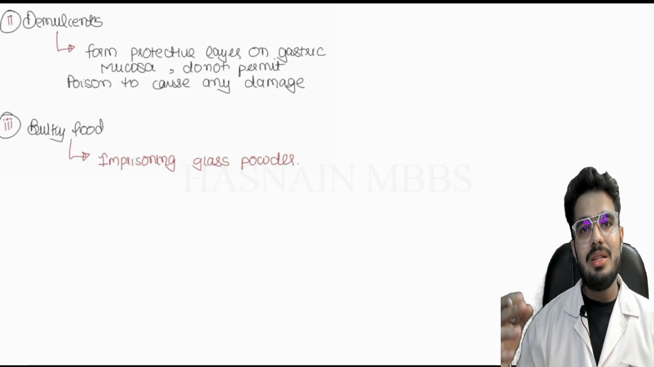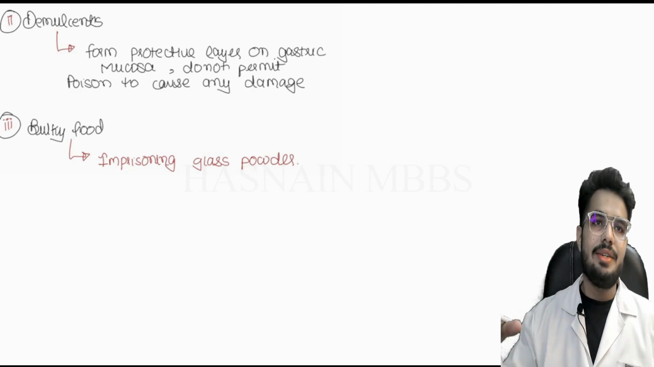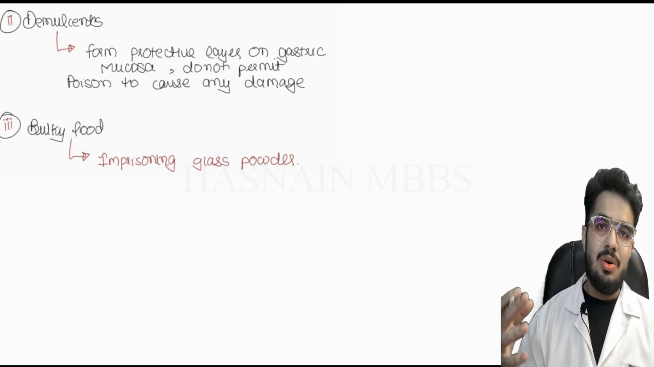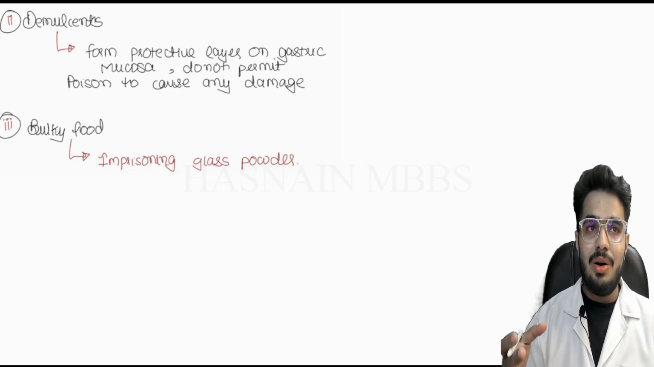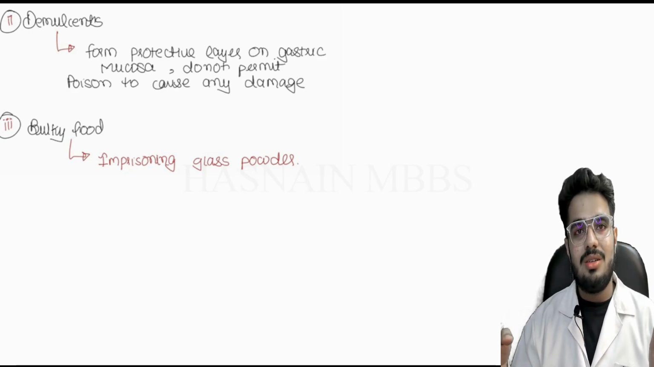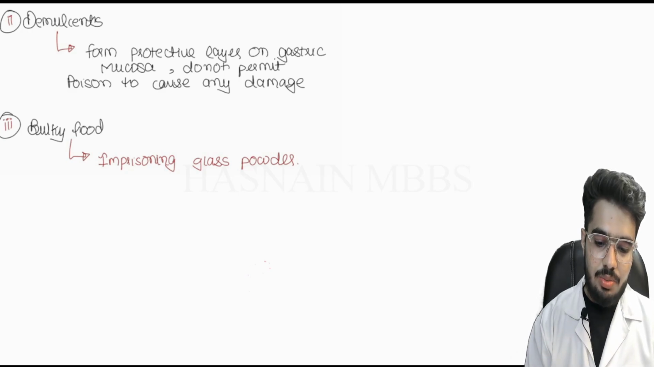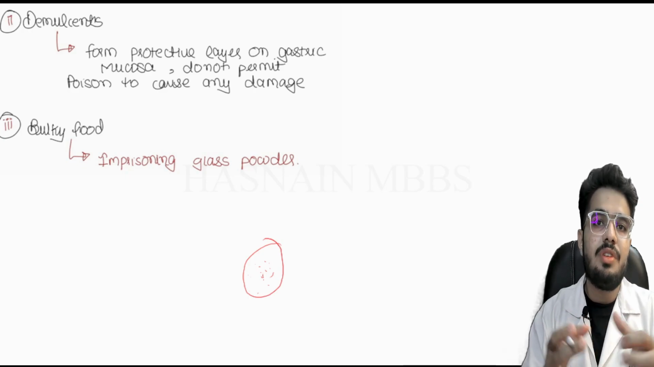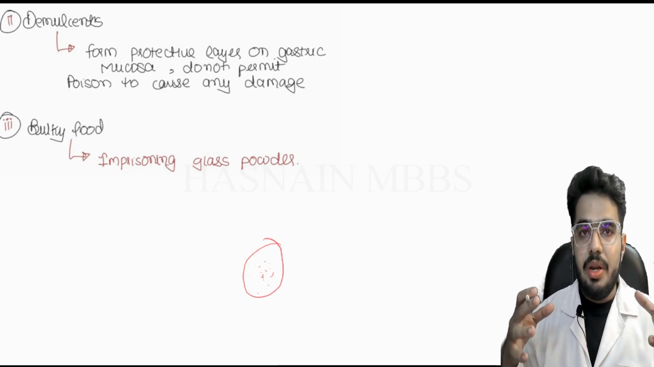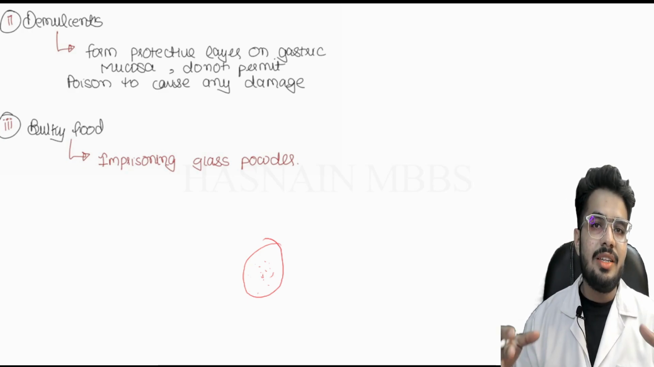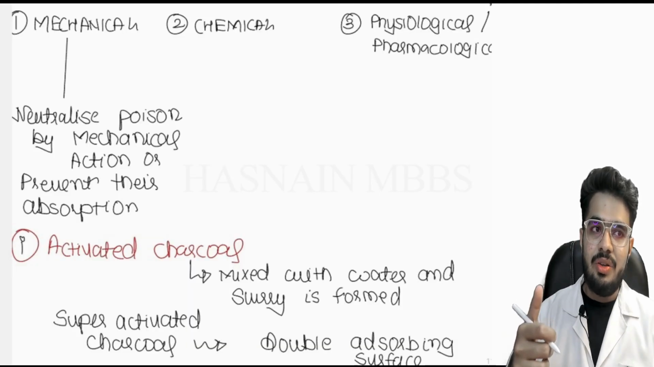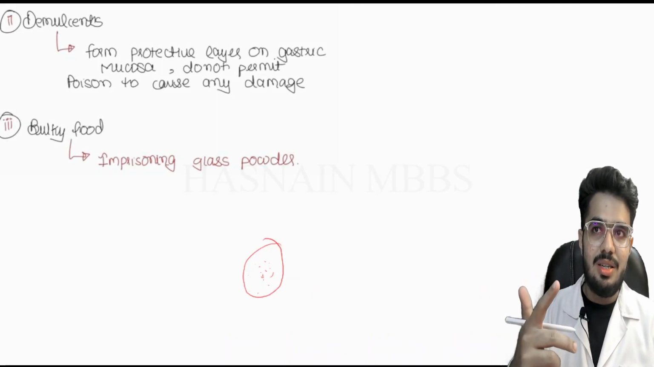Then we have demulcent. Demulcent forms a protective layer on the gastric mucosa, so that it does not allow the poison to damage the gastric mucosa. For example, milk is also used as a demulcent. Bulky food: what does bulky food do? If there are many small glass particles, they will just get blocked in the meshwork of the bulky food. So it will prevent the glass powder from damaging the gastric mucosa and intestine. So we have talked about mechanical antidotes: activated charcoal, demulcent, and bulky food.